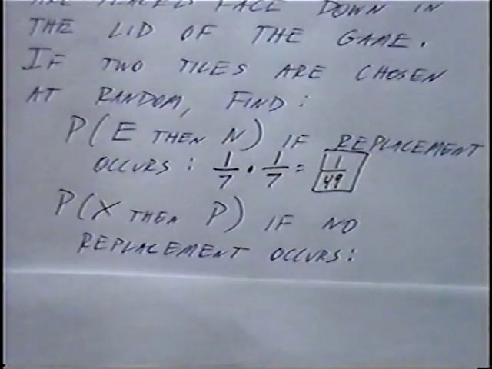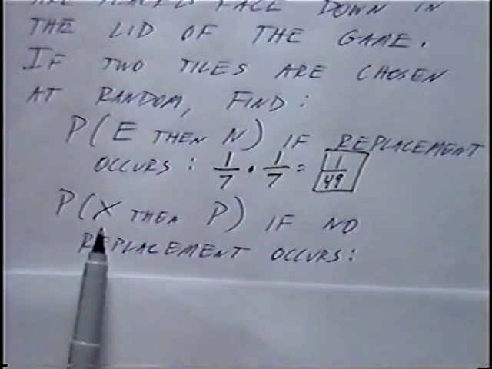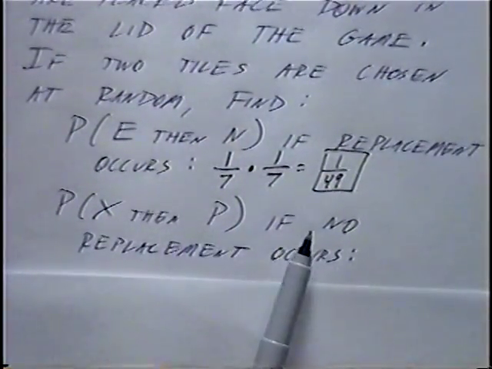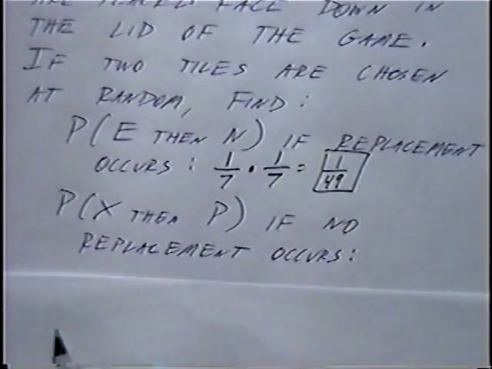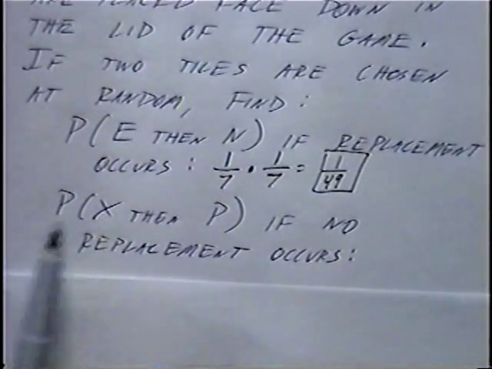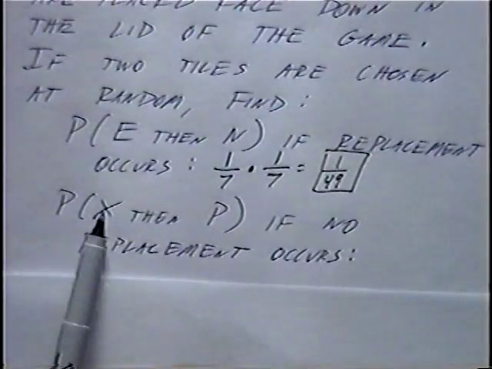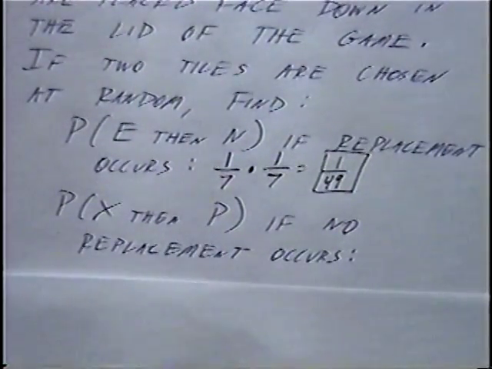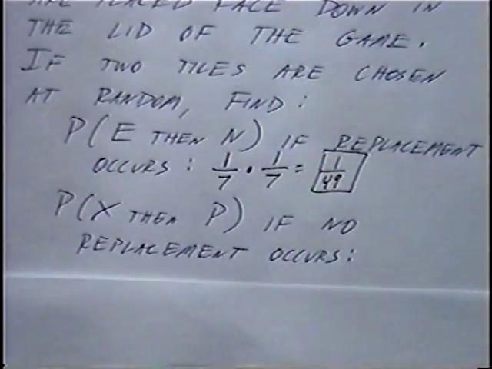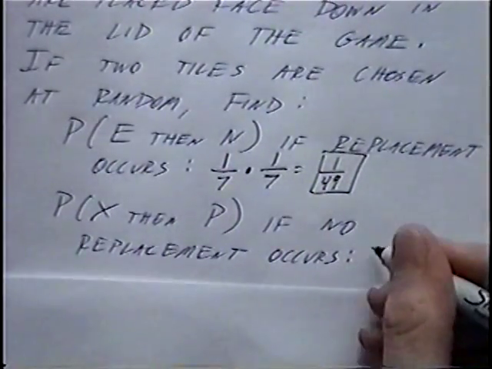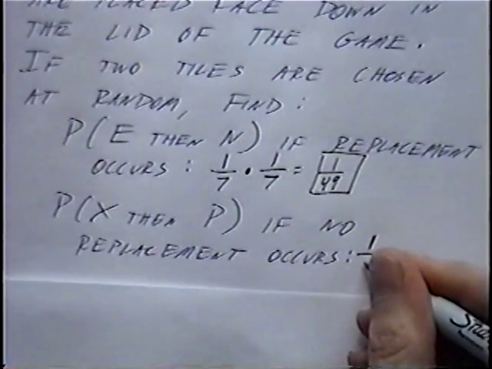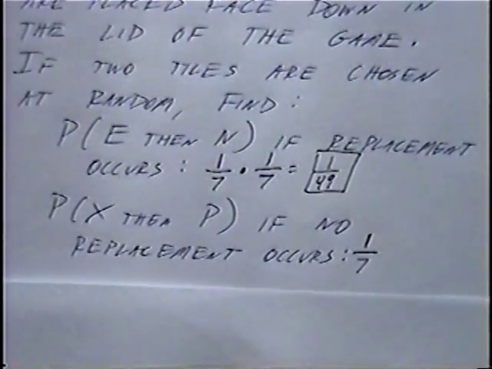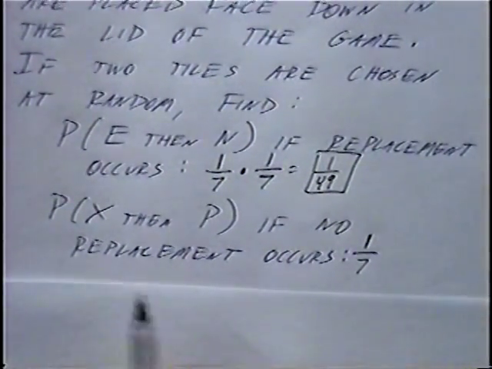For the second problem, we want to find the probability of drawing an X, then a P, if no replacement occurs. No replacement means after we draw the X, we'll take the X tile out. It's no longer in the possible outcomes, and then we want to draw a P after that. Again, the probability of drawing the X, there's a single X. There are 7 total letters at the beginning of this problem, so a 1 out of 7 chance of drawing an X.